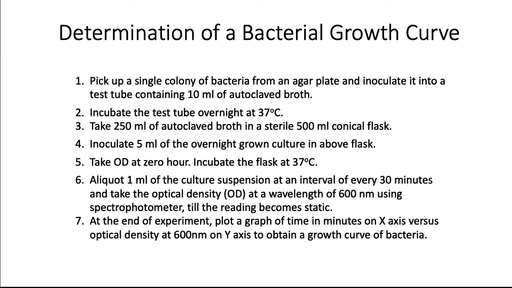do a bacterial growth curve experiment in the lab. Basically, you start with a single colony of bacteria inoculated into a broth. You grow that broth a little bit, so you have some numbers of cells, and then you inoculate it into a flask with a larger volume. In this case, it's 250 ml of broth. Then you add 5 milliliters of this original broth, and you start measuring optical density.